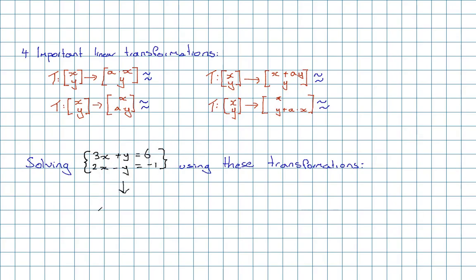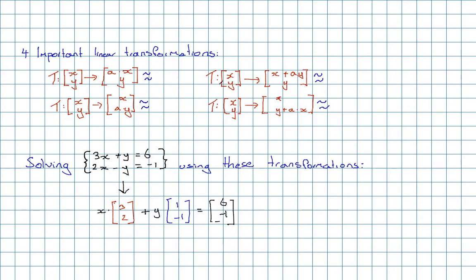system of equations here, and we convert it to its corresponding vector representation, so here we have x times (3, 2) plus y times (1, -1), and that is equal to (6, -1). When we apply any one of these transformations to this equation as a whole, so we apply the same transformation to both sides, we can see that the transformation itself can actually just distribute, and we can just modify these vectors here under that transformation.